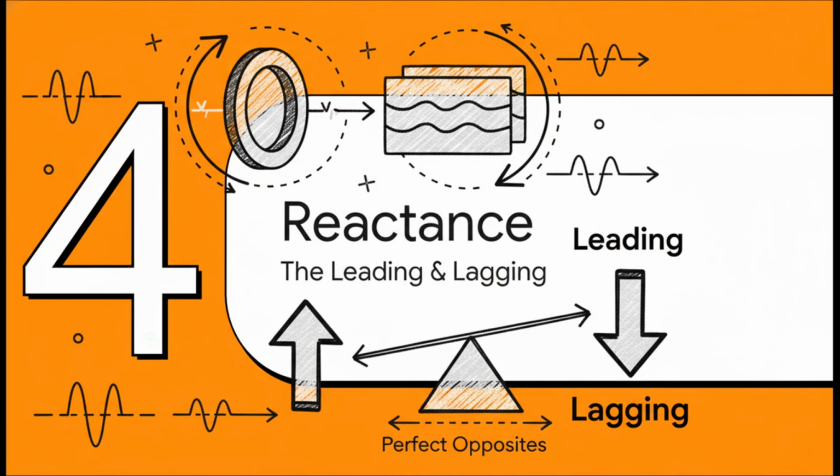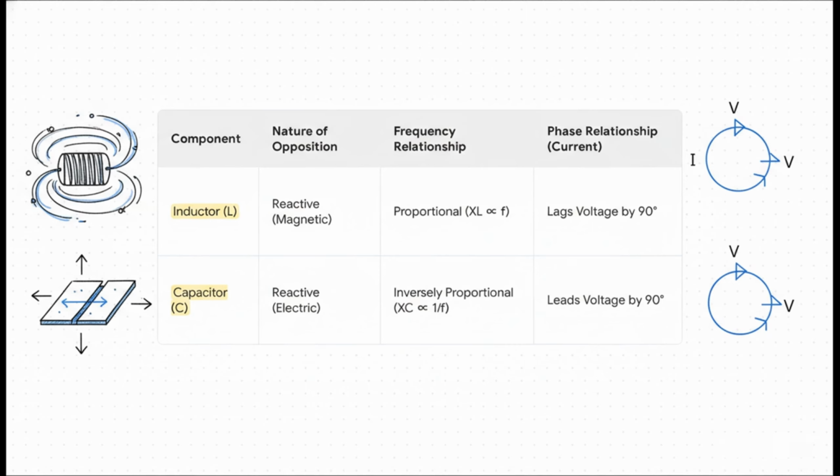Now, let's bring in the two components that really stir things up, inductors and capacitors. Their opposition to current is called reactance, and you'll see pretty quickly that they behave as perfect opposites. Let's just break down their differences right here. An inductor's reactance comes from a magnetic field, and its opposition actually goes up as the frequency increases. A capacitor's reactance comes from an electric field, and it does the exact opposite. It goes down as frequency increases. And here's the most important part for us today. In an inductor, the current lags behind the voltage. But in a capacitor, the current actually leads the voltage.